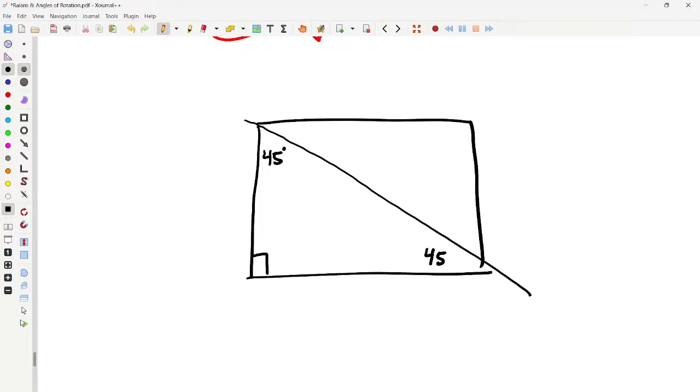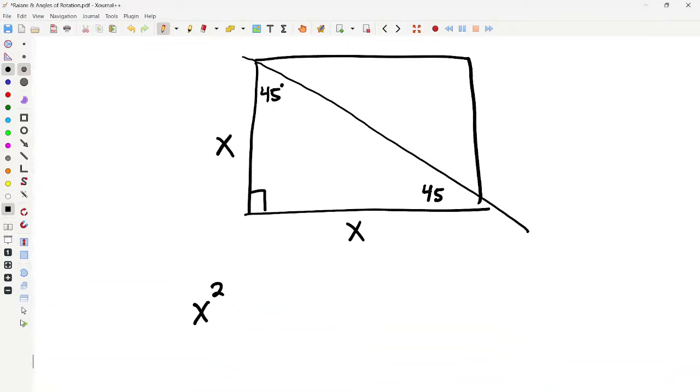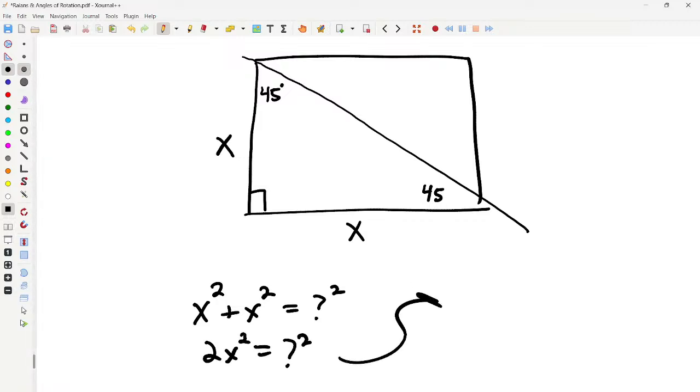And what do we know about a square? If this is x, that's x. And can we find that diagonal? Pythagoras said, just use me again. x squared plus x squared equals our hypotenuse squared. 2x squared equals our hypotenuse squared. Solve for the hypotenuse: x root 2. And that's what makes those special. It's the fact that it's half an equilateral triangle and half a square.